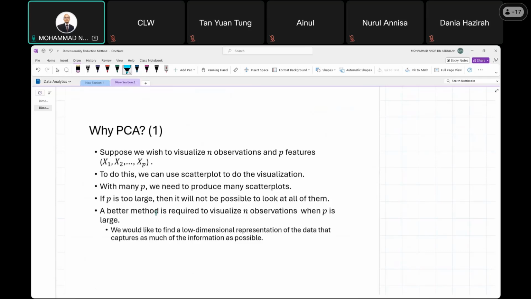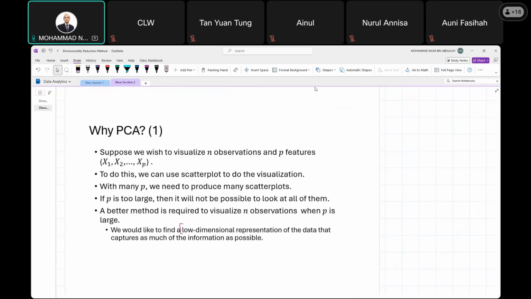So why PCA? Suppose we want to visualize observations and key features. To do this, we can use scatter plots for visualization, but we need to produce many scatter plots. I think I mentioned this earlier, right? We have x1, x2, x3, x4, x5. If you want to see the relationship between the variables, you can do a lot of scatter diagrams: x1 and x2, x1 and x3, and so on. If p is too large, then it is not possible to look at all of the scatter diagrams. So a better method is required to visualize observations when p is large. We would like to find a low dimensional representation that captures as much of the information as possible. This is what we are going to do in principal component analysis.